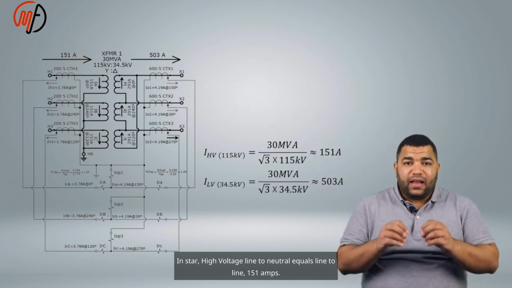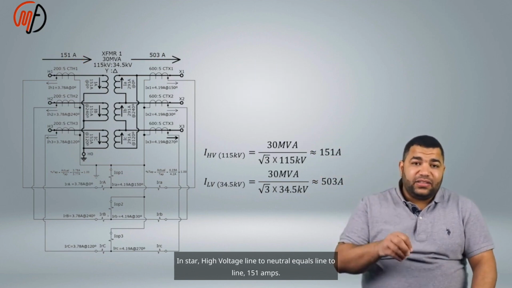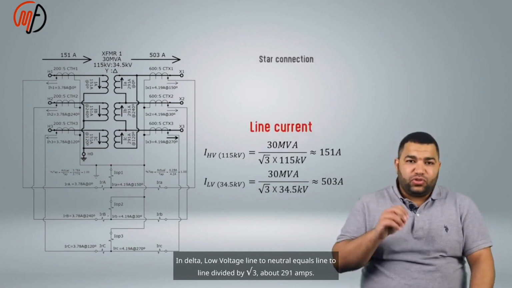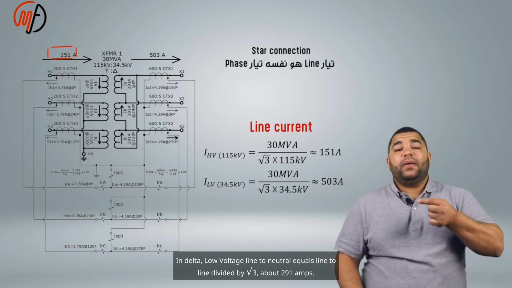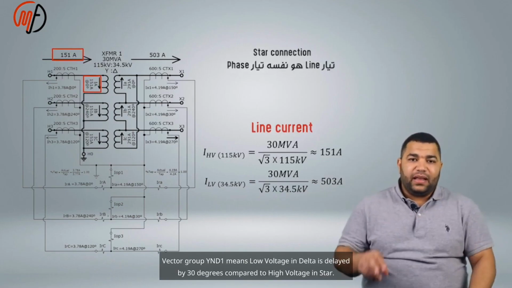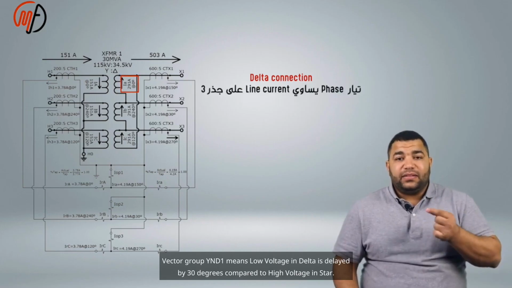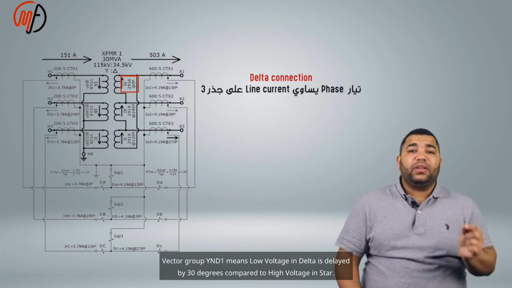In star, high voltage line to neutral equals line to line, 151 amps. In delta, low voltage line to neutral equals line to line divided by square root of 3, about 291 amps. Vector group YND1 means low voltage in delta is delayed by 30 degrees compared to high voltage in star.